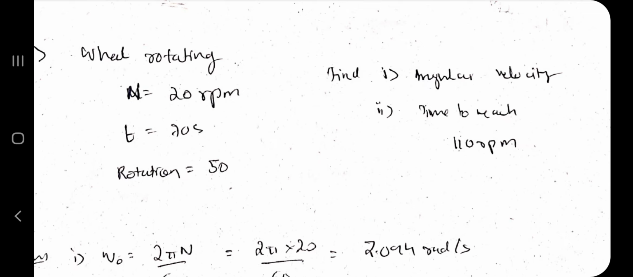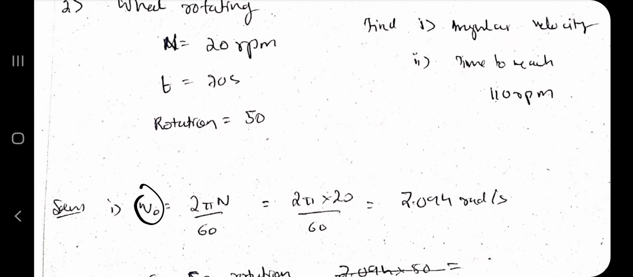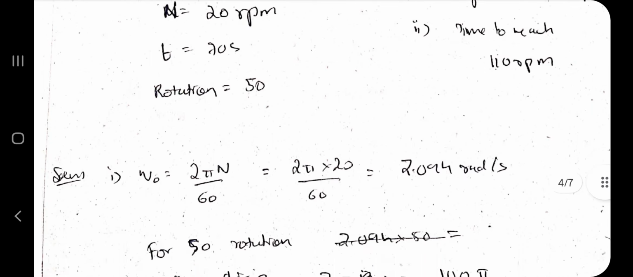So this is the formula: w naught is equal to 2 pi n by 60. The n value is given to us as 20 rpm, so this value we get is w naught. For each second, how many rotations are happening? It is rotations per minute, so to find rotations per second we divide by 60. For one rotation it is this much, so for 50 rotations it will be this value into 50, right?